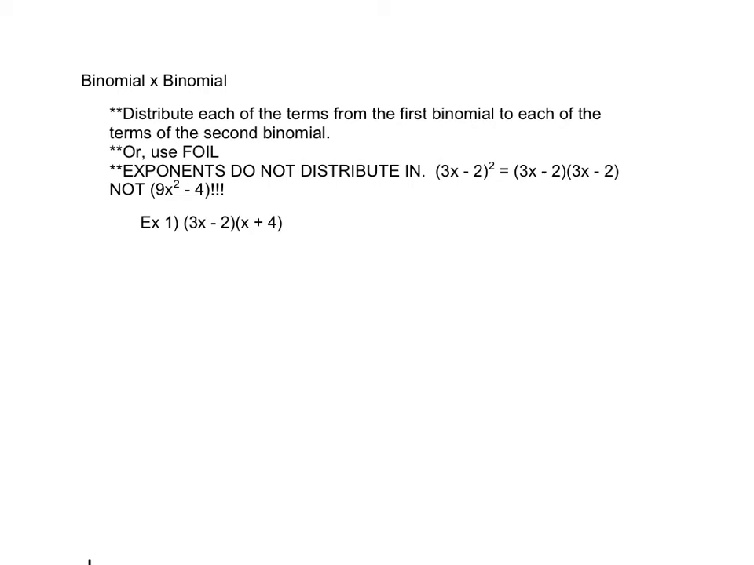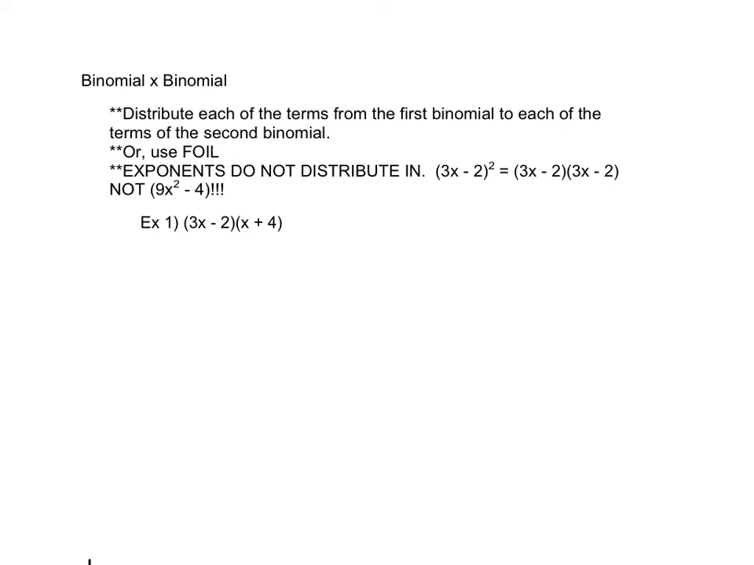Please make sure you do watch all three examples because the third one is the type of problem that everyone always gets wrong or makes mistakes on. The big thing we need to remember is exponents do not distribute in. So when we see a binomial being squared, we have to write it twice. We cannot distribute in. Exponents only distribute in if there's multiplication.